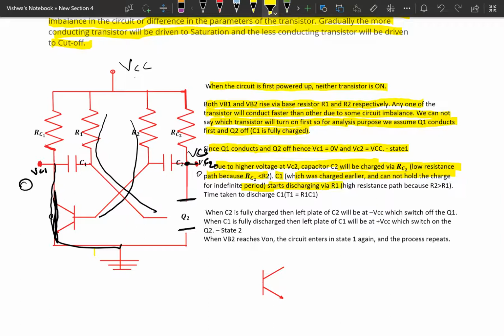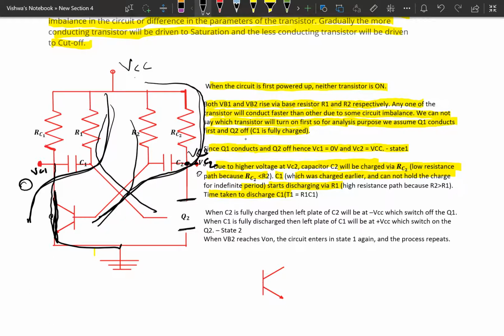Now the capacitor C2 is charging through the resistor RC2 in this way, and the capacitor C1 discharges in this way. Okay. So this is charging and this is discharging. In these conditions the voltage at VC1 is 0 volt and the voltage at VC2 is the maximum voltage VCC, and the time of discharging is given by R1 C1.